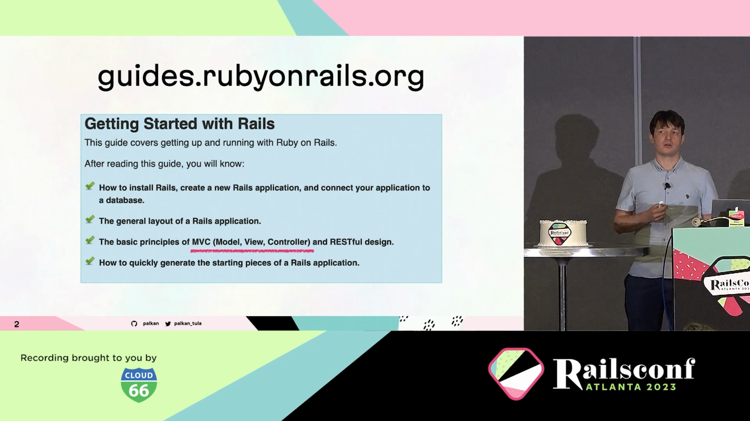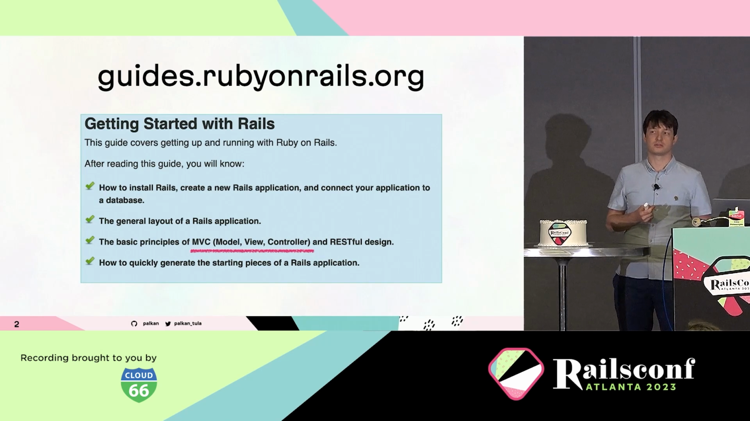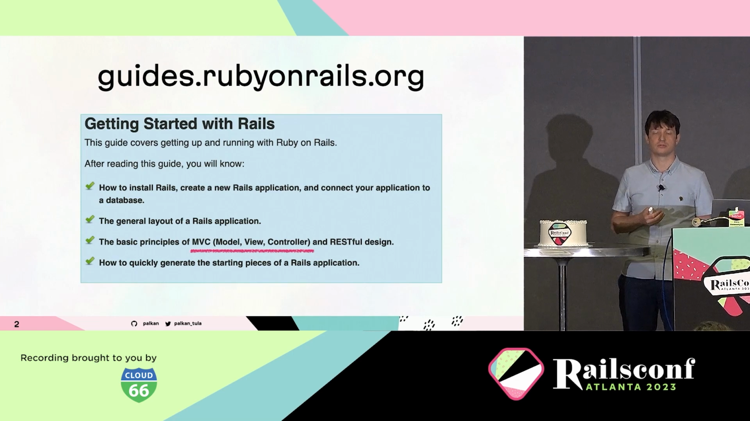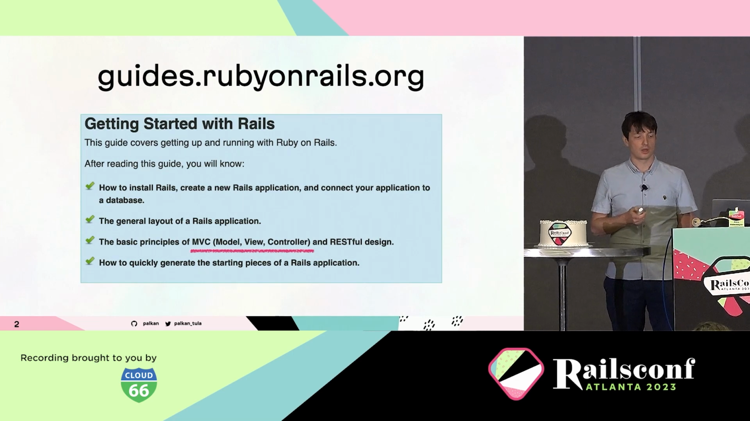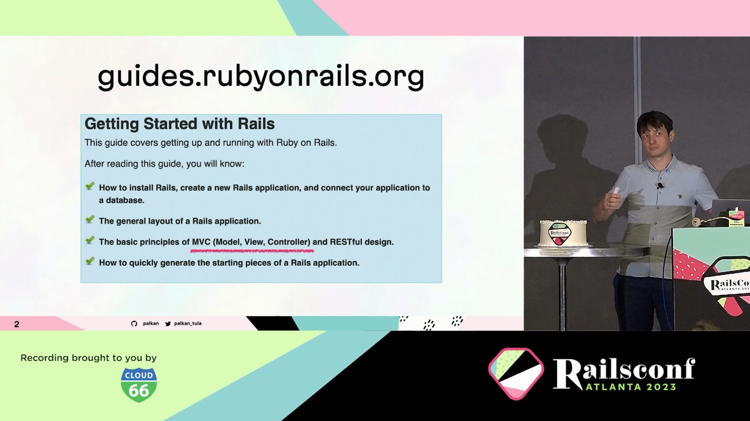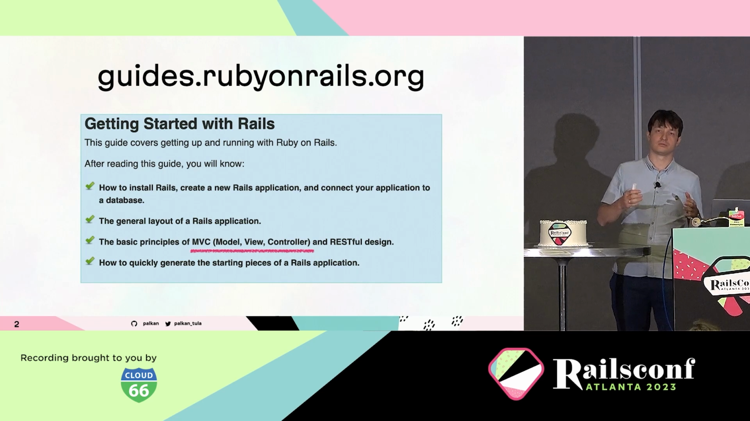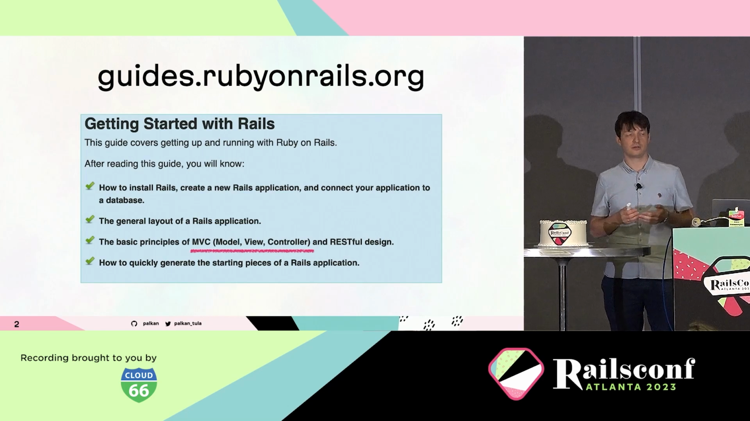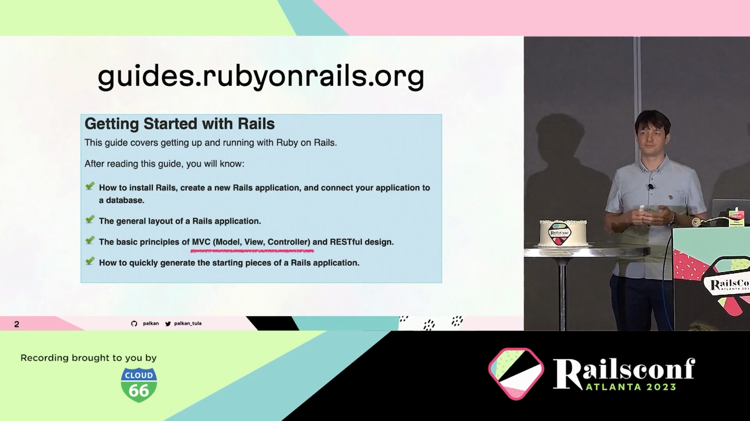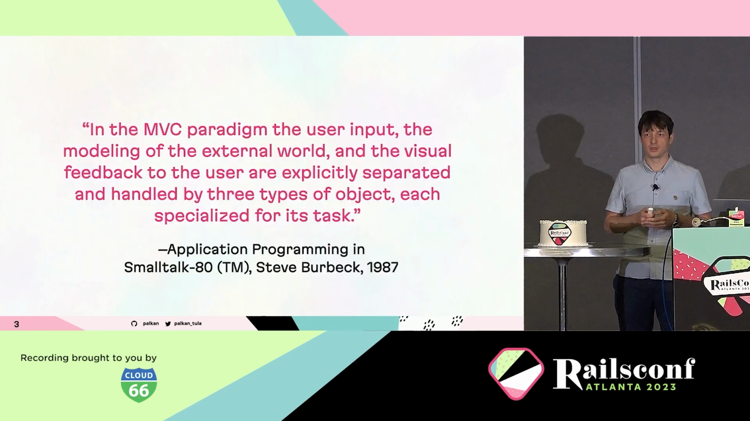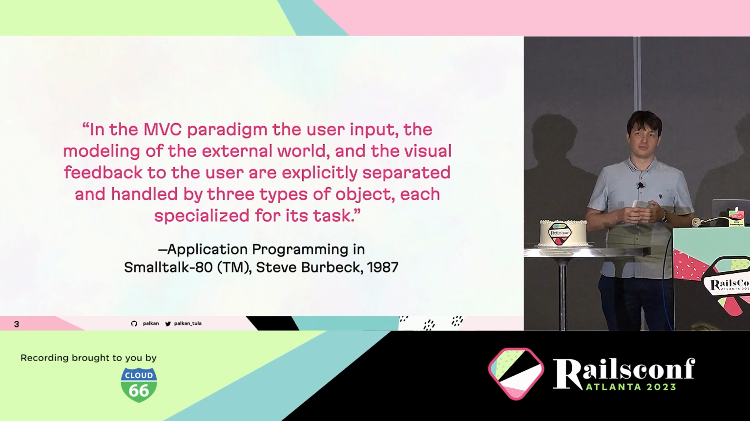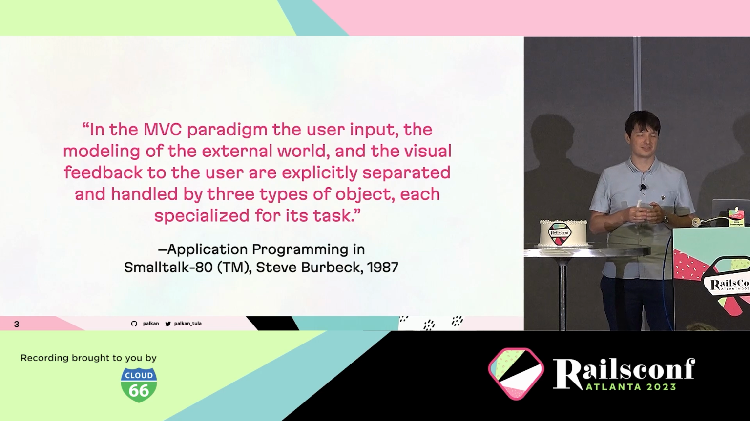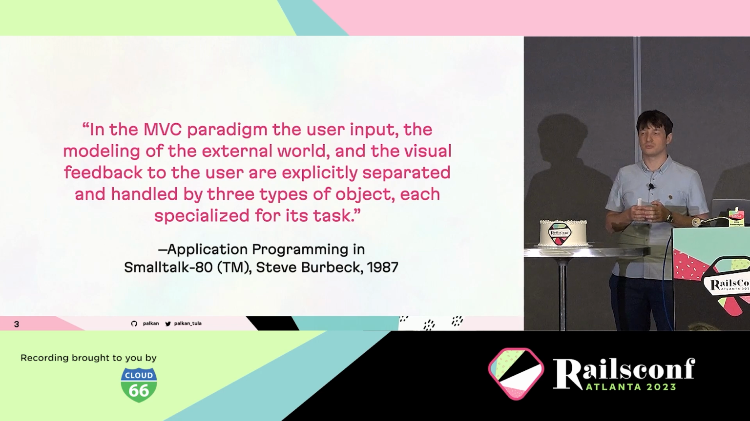Straight from the guides, we can see that Rails follows MVC, Model View Controller principles. And that's kind of the core design principle of the framework. What is MVC? Let's quickly recall what it means, what the goal of MVC is. Well, the idea came back from the 70s, 80s, from the Smalltalk world.